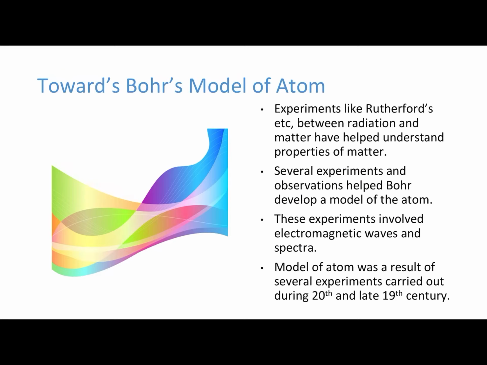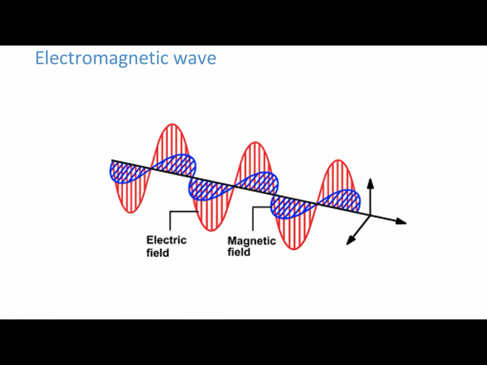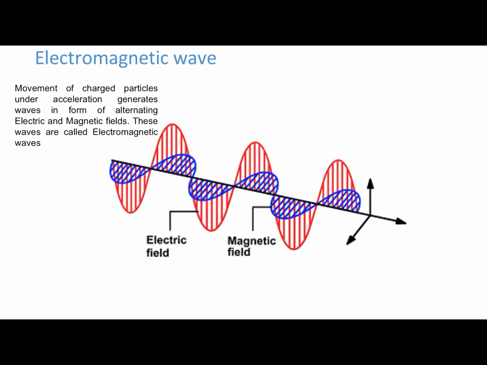The model of the atom was a result of several experiments carried out during the 20th and late 19th century. Maxwell in 1865 pointed out that a change in either the electric or magnetic field with time produces the other field. From this, he concluded that variations of electric and magnetic field vectors perpendicular to each other lead to the production of electromagnetic disturbances in space. These disturbances show properties of waves and can travel in space without any material medium. These waves are called electromagnetic waves.